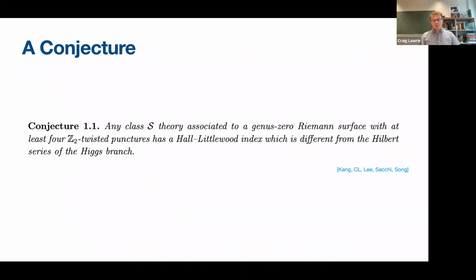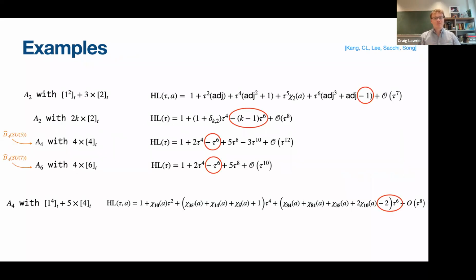So in this paper with Monica, Kihong, Mateo, and Jaewon, we proposed an alternative conjecture that any class S theory associated to a genus 0 Riemann surface with at least 4 Z2 twisted punctures has a Hall-Littlewood index which is different from the Hilbert series of the Higgs branch. Okay, so let's see some examples.